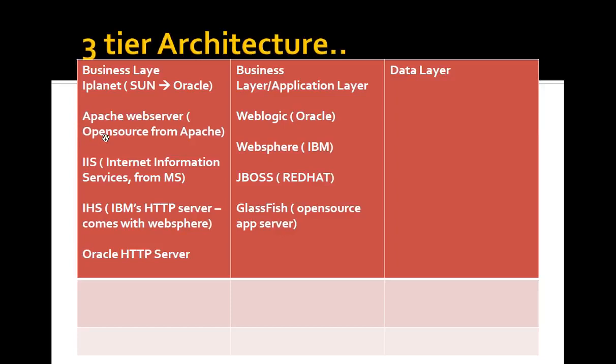And Glassfish is another server, an open source app server. This is also managed by Oracle nowadays. Then Tomcat is another lightweight app server, just like JBoss.